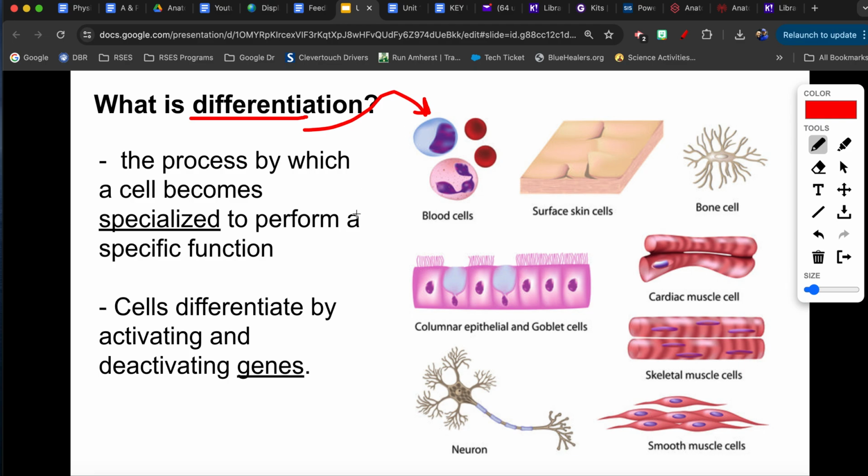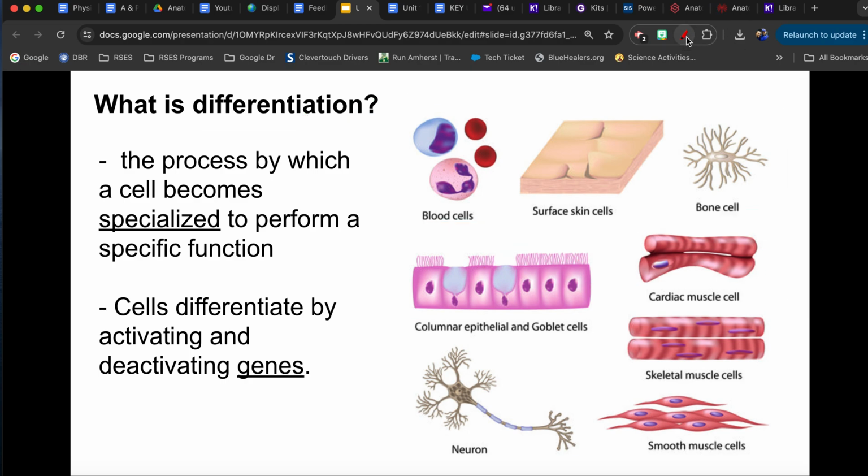Well, how do we do that? How do we take a cell that doesn't have any of these jobs that are listed here and, quote unquote, teach it? Well, it's by activating and deactivating certain genes. Every cell up here has the same DNA in it, but each of them has different parts of that DNA turned on and off so that they act as either a blood cell or surface skin cell or bone cell or whatever other cells you see up here.